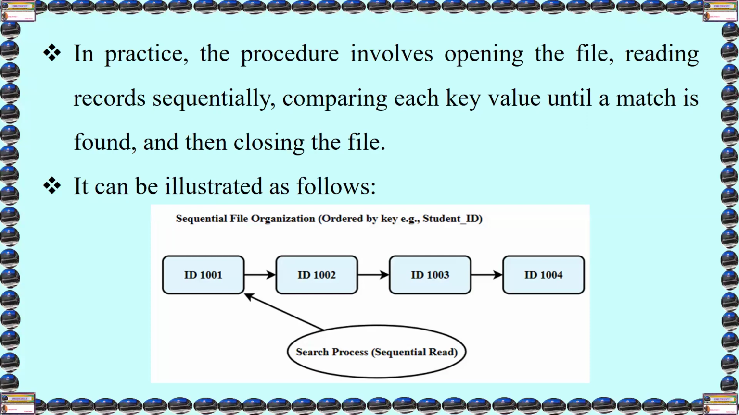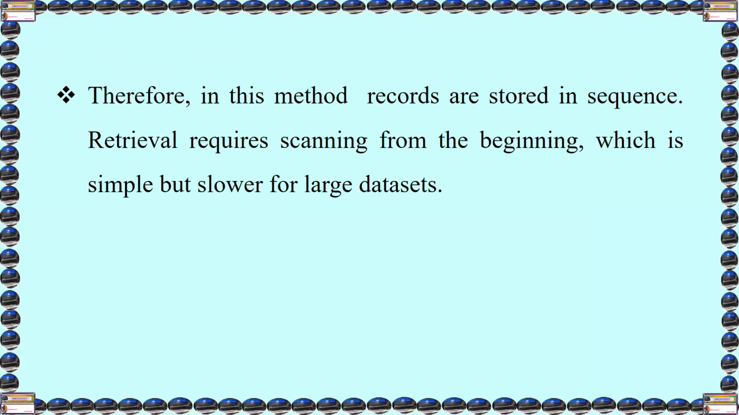My dear students and the rest of the learners, it is important to note that the main difference between serial and sequential is that in sequential, the records are ordered by a certain key, for example, student ID, and this may be in ascending or descending order, and therefore retrieving of the file becomes a little bit easy and faster. The search process is also sequential, so one has to read from the beginning all the way to the end.